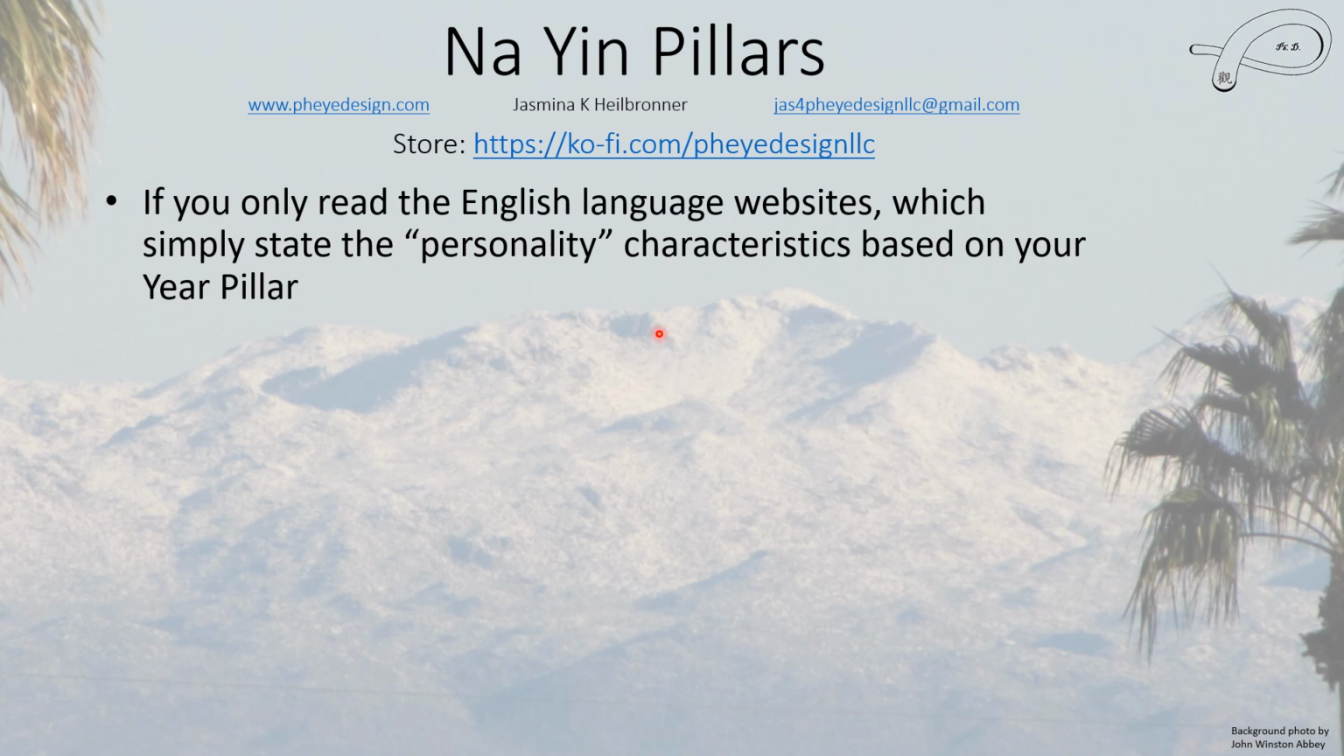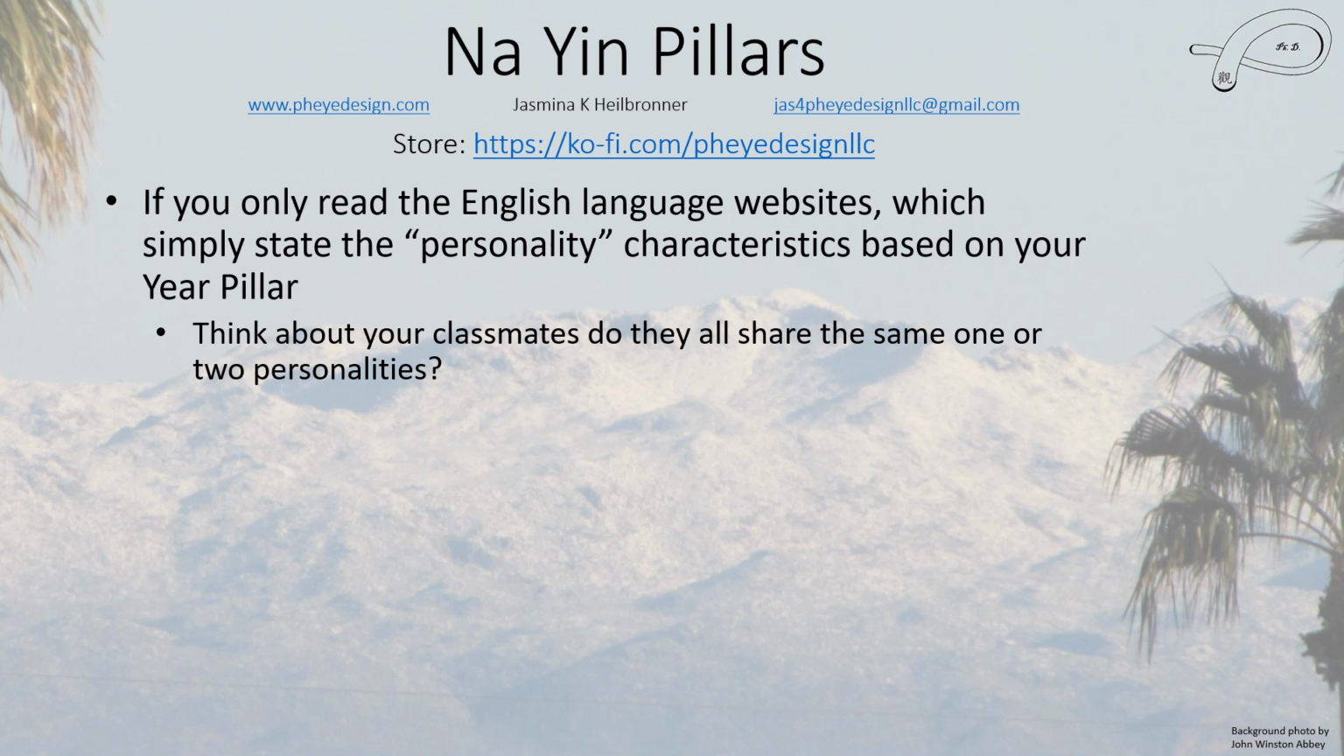So if you only read the English language websites, they basically just say, oh, this is the personality characteristic of somebody with your year pillar from your Batsa chart. But I think back and I say, okay, most of my classmates, about 75%, were born in the same year. They have the same Na Yin. Why are they so different from one another? And the English language websites don't tell you anything about this.